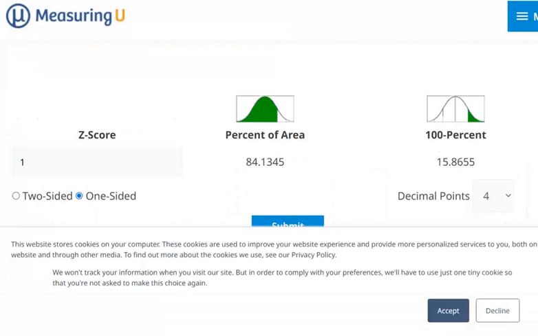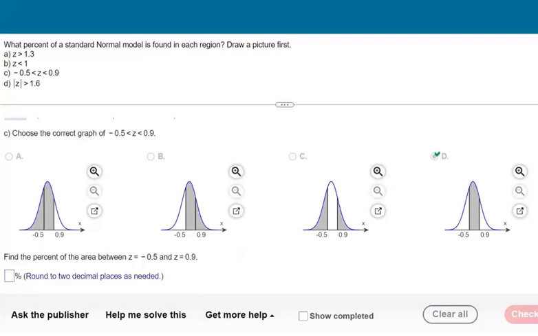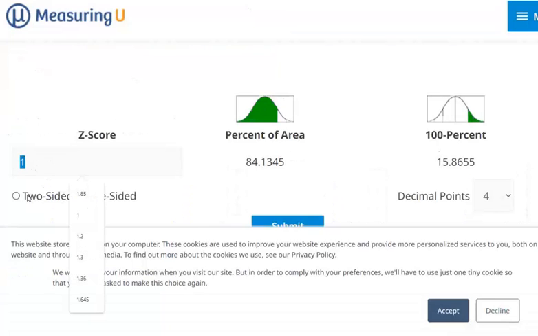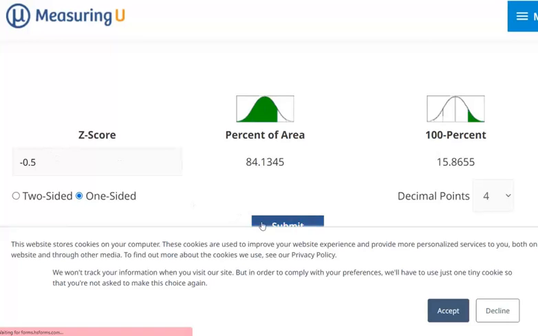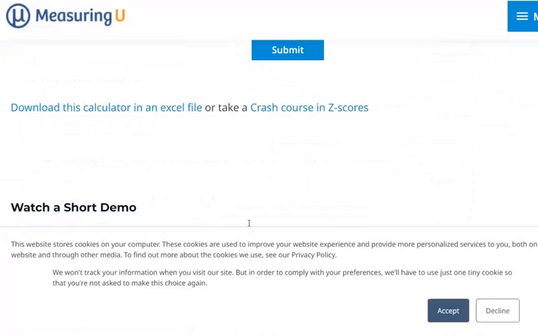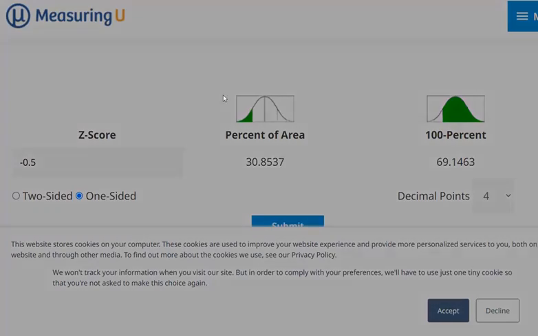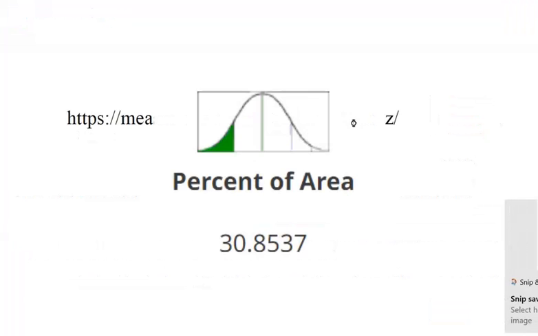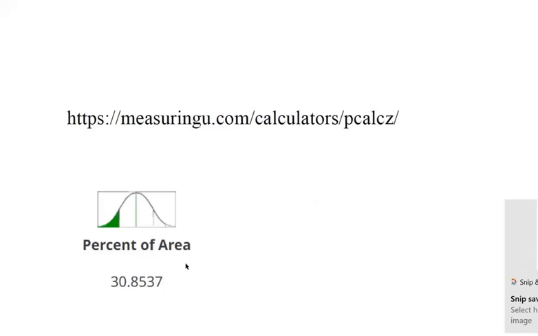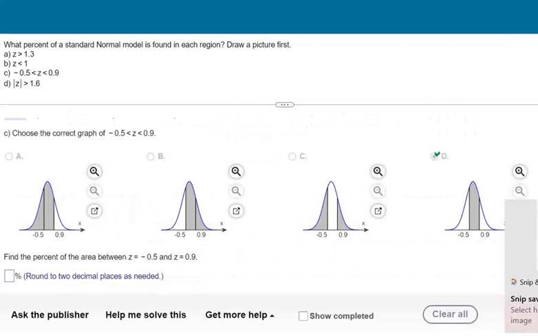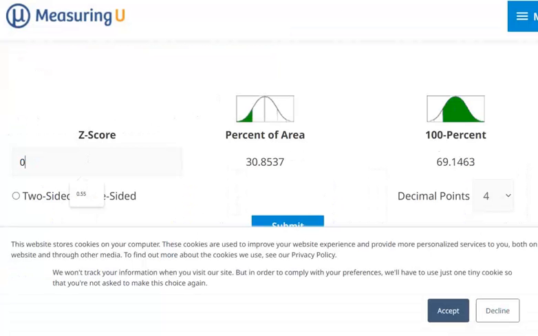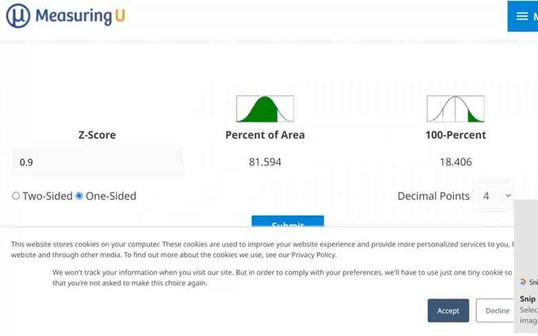And then to find a percent area, you can still use this website, but what you'll want to do is look up z equals -1. Actually, no, the two-sided option won't work. Okay, type in -0.5. And look, this is going to give us the percent of the area to the left of -0.5. I'll just write this down real quick and I'll show you the trick. And then the other z-score we had was 0.9. So if you submit, that's the area to the left.